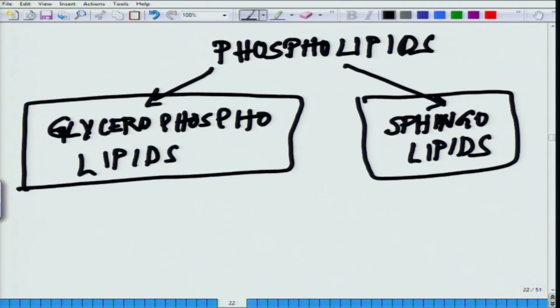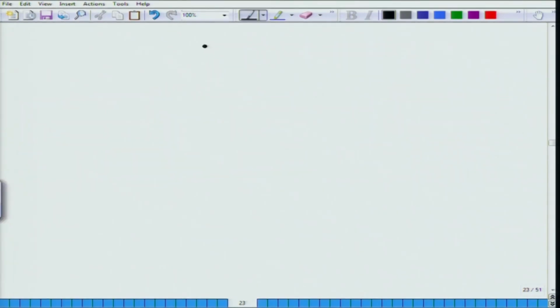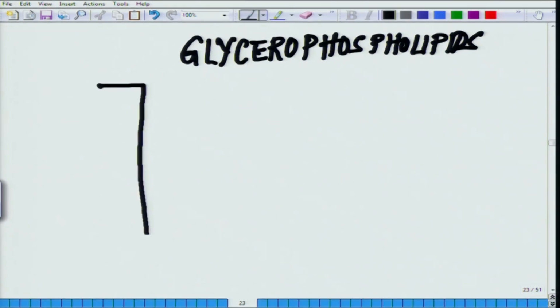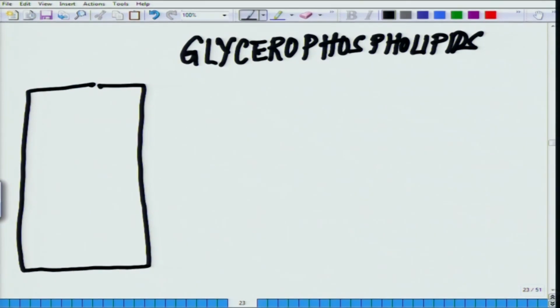Glycerophospholipids are very similar to the original lipids. So, let us talk about glycerophospholipids, how they look like. Glycerophospholipids look like this. So, you have the glycerol moiety out here, which I was drawing yesterday, and you can go back to my previous lecture and you will see the structure of it.